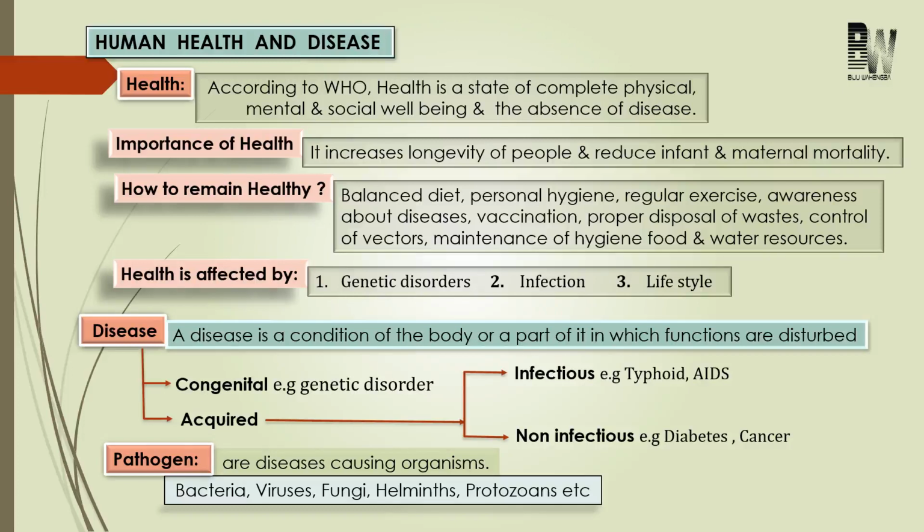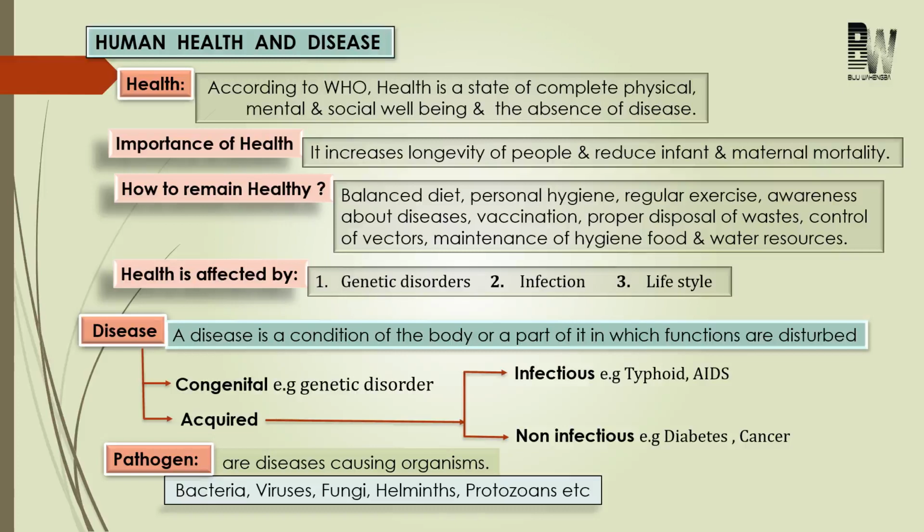Okay. But our health can also be affected in different ways. So there are three ways by which our health can be affected. These three ways are genetic disorder, infection, and lifestyle. Genetic disorder, actually it is inborn. That is, our health may be affected from birth because of the genetic makeup that we inherit from our parents.